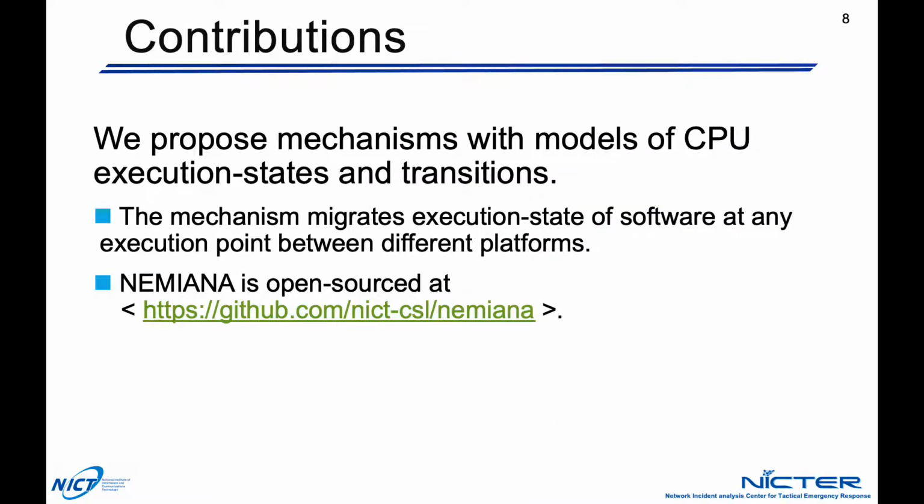One of our major contributions is that we propose a migration mechanism with an abstraction model of CPU execution states and transitions. I would like to emphasize that the execution state of software can be migrated at any execution point developers try to debug. In addition, this migration can be done between different debugging platforms such as an FPGA board and QEMU. We open sourced NEMIANA at this URL. If you want to use it, please get the source from the URL mentioned in this paper.